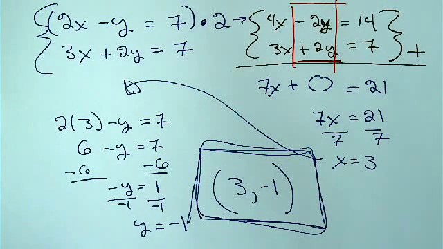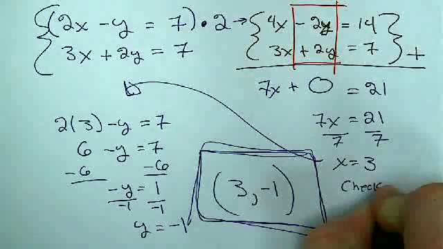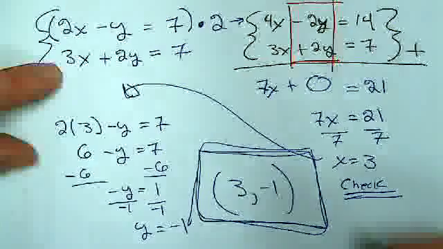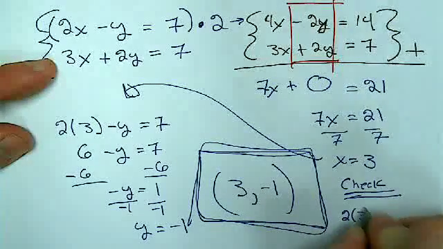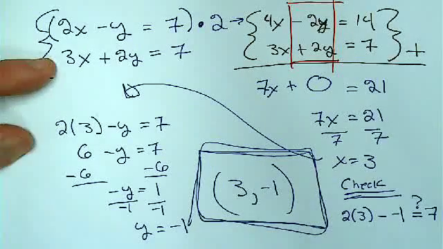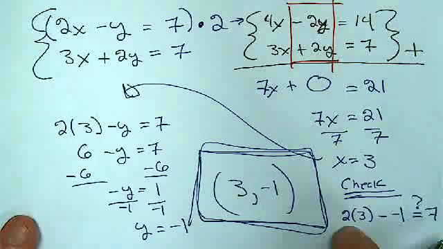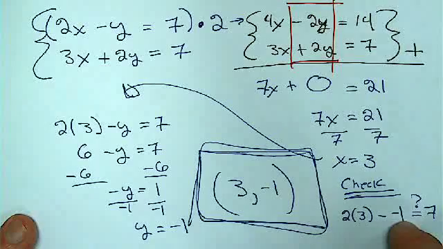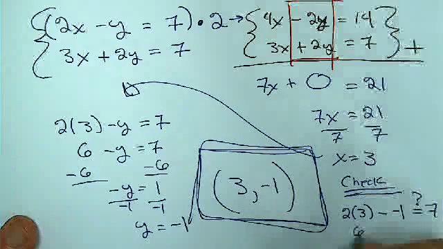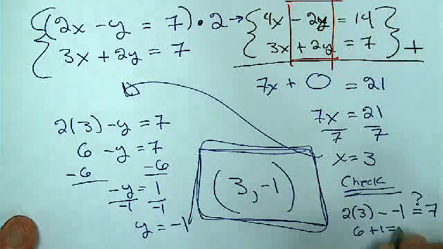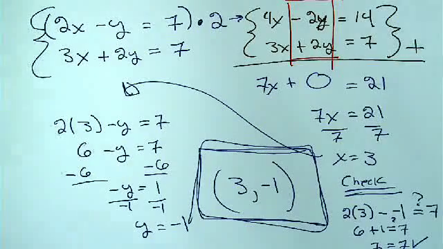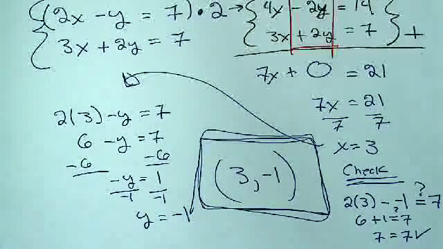Now lastly, if the problem calls for a check, take any of the original equations, plug in what you think the ordered pair is, and see, is it true? Is it true that 2 times 3 minus a negative 1 leaves you 7? Is 6 plus 1 7? Checks out. That's such an easy check.